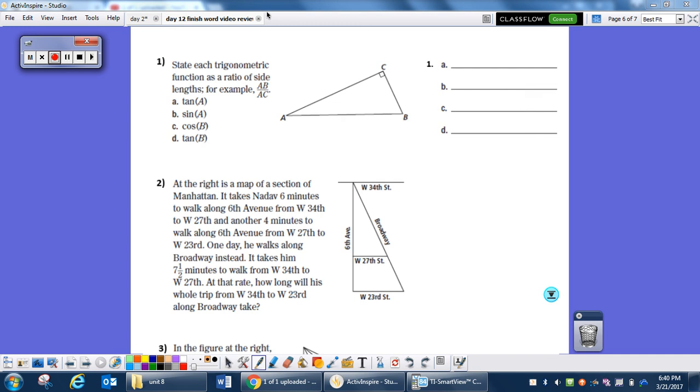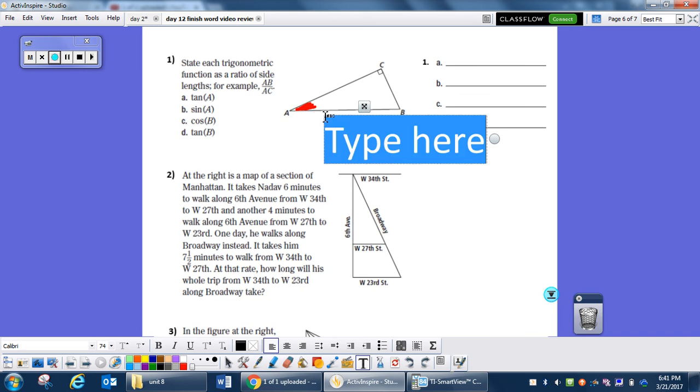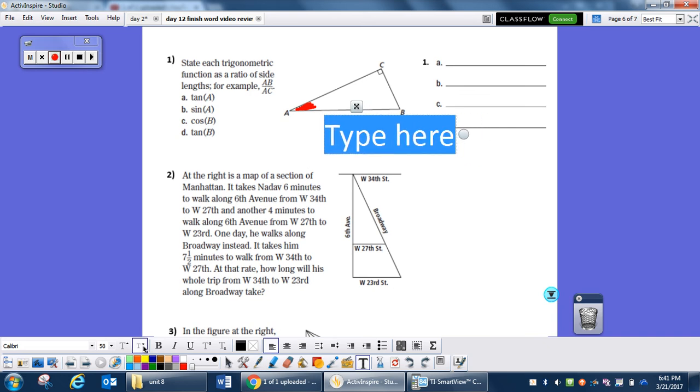So in number 1, you're stating each trigonometric function as a ratio of its side length. To give you an example, in A and B I'm going to use the same colors because you're using angle A. So in reference to angle A, I highlighted my angle, and then I'm also going to label the hypotenuse. I always start with that because I think it's the easiest one to find. My pen is not working very well, so please bear with me as I use the keyboard instead of the pen.